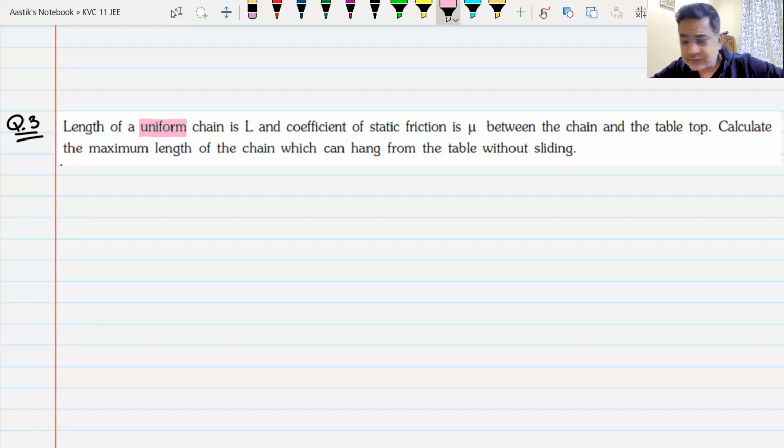Anyways, I'll give you time to think about it, to solve it. What will stop the chain from falling down? What will try to pull it down? Can anyone tell me that? If I hang the chain, what will try to pull the chain down the table?